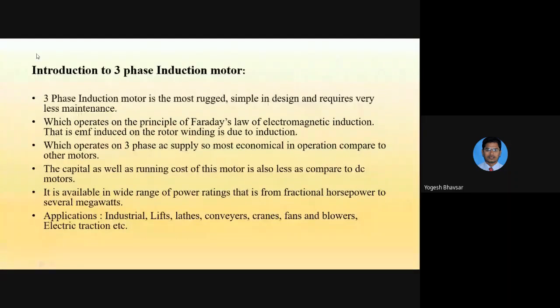The three-phase supply is the most economical amongst the other supplies. Its advantages are more as compared to others, which we also saw in first year. It is available in a wide range of power ratings, from fractional horsepower to several megawatts.